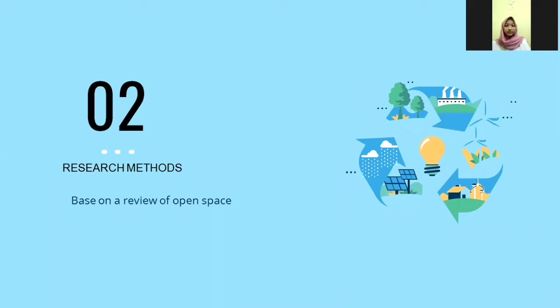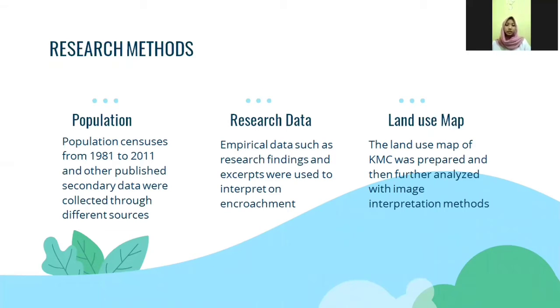Number 2, Research Method. Based on a review of open space in Kathmandu, Nepal. This research paper is based on a review of existing literature on open space, urban development, migration, and urbanization of Kathmandu Valley and KMC. Population census from 1981 to 2011 and other published secondary data were collected through different sources.